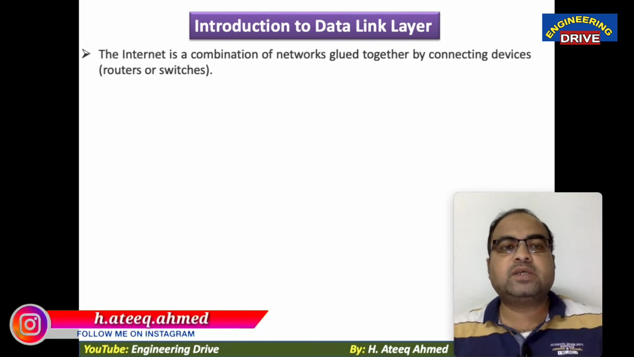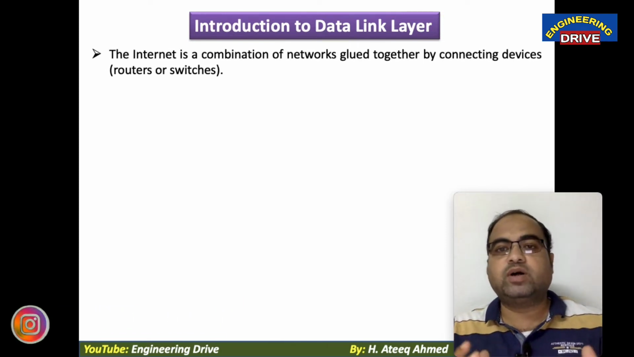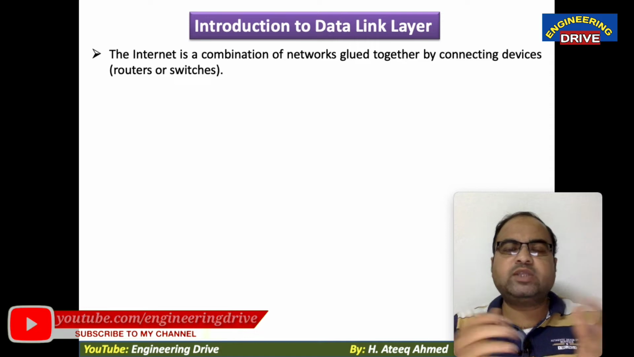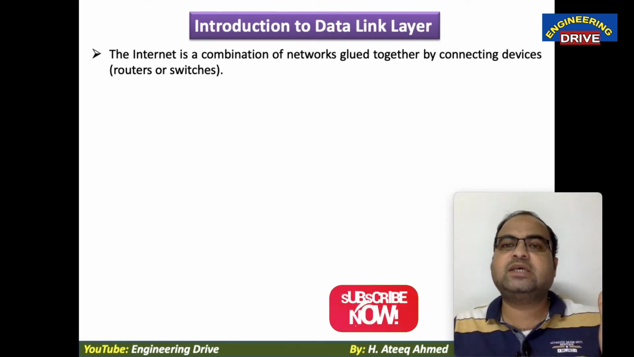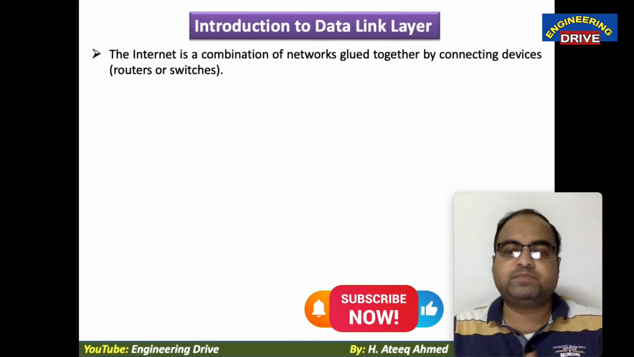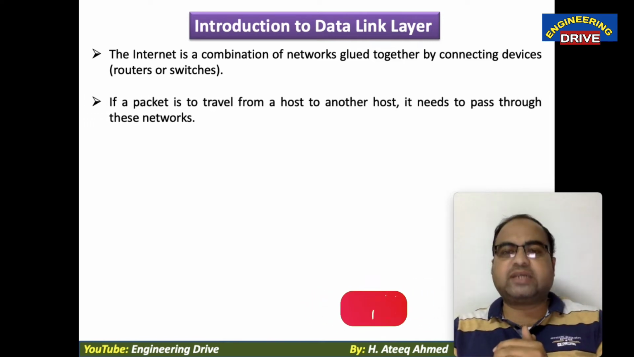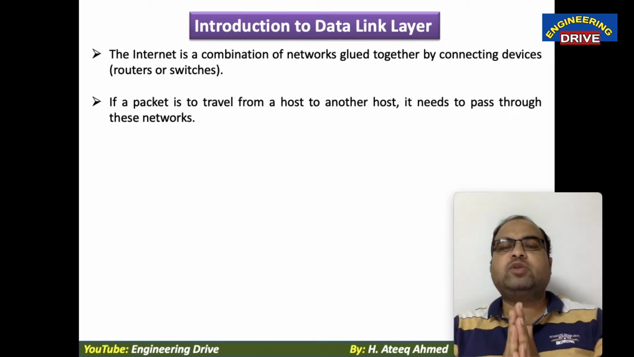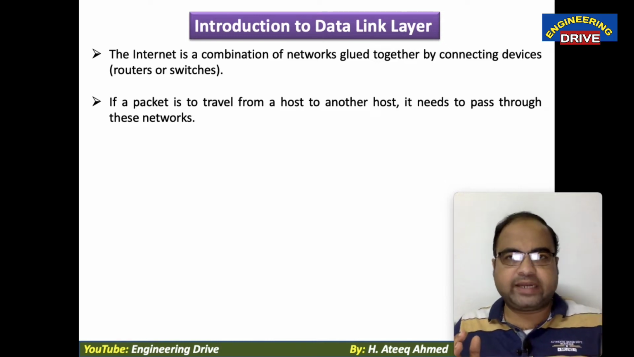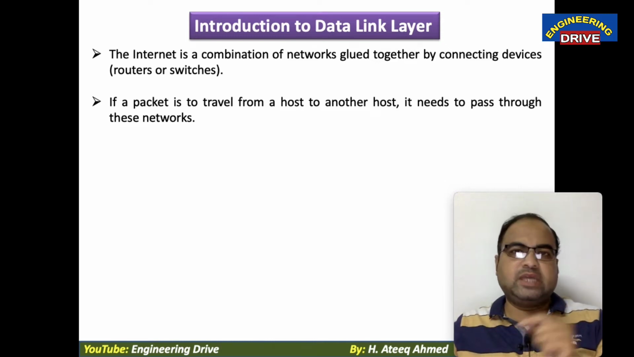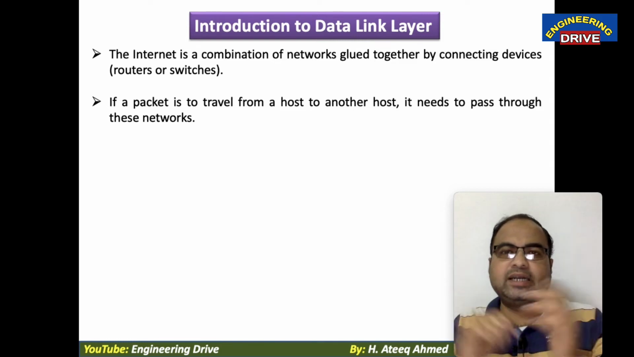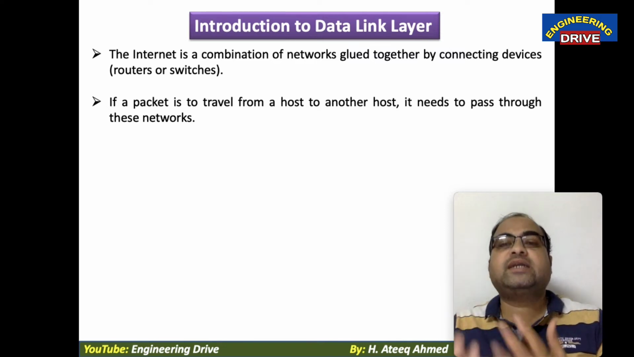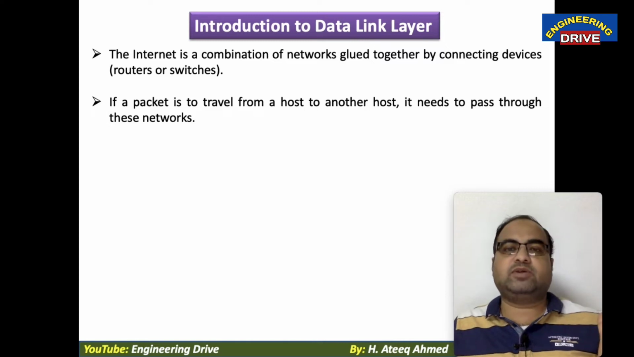So dear students, the internet is a combination of networks glued together by connecting devices which are routers or switches. We know that in the internet there are a number of devices that are connected with each other to form a network. Now, if a packet is to travel from a host to another host, it needs to pass through these networks. If a sender has sent one packet, it will not go directly to the receiver. There will not be a single direct link available between them. Compulsorily there will be different types of routers, switches or other types of networks available between the sender and receiver. Is it okay?